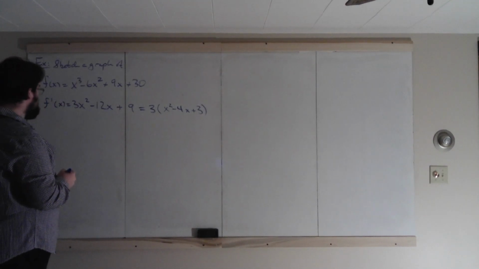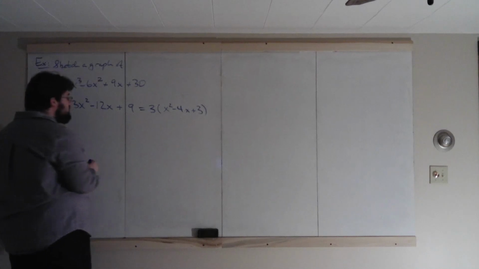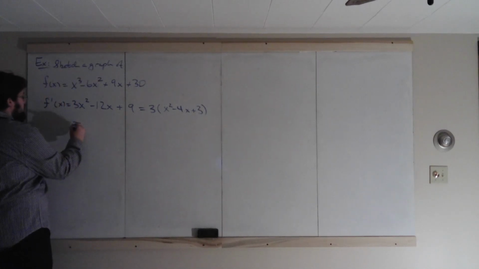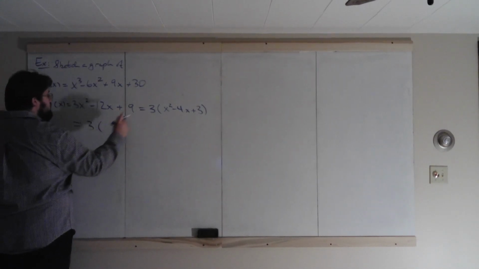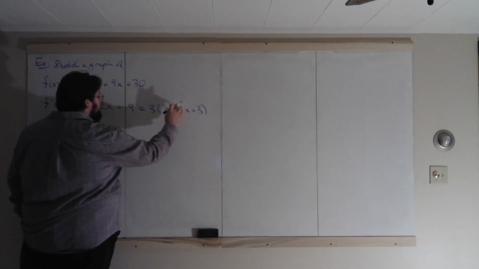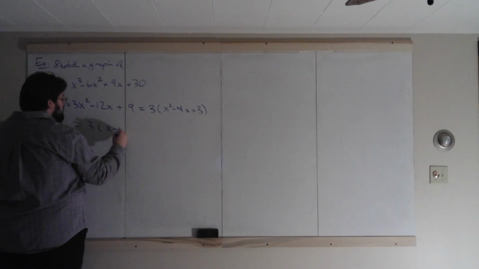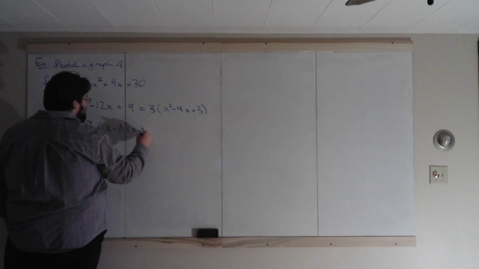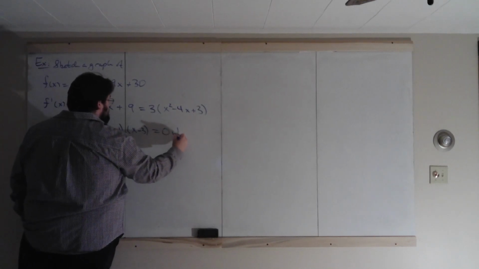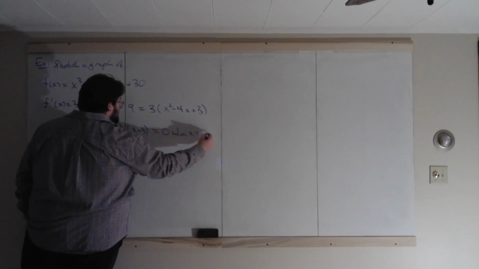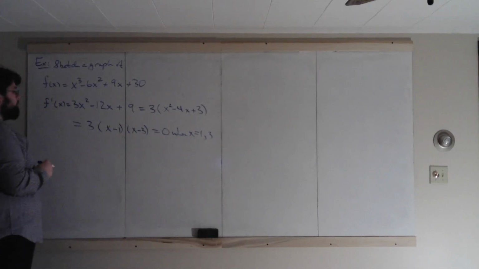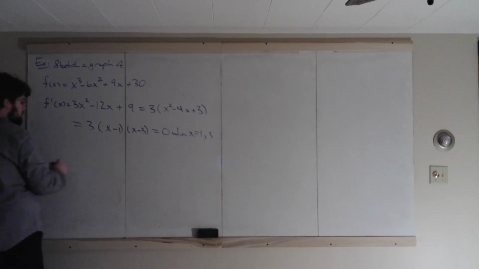Debating where I want to write this. Let's write it here. I hope I can fit this entire thing on the board. Equals 0. Factor that: 3 and 1 make 3, 3 and 1 make 4. So this is 0 when x equals 1 or when x equals 3. Well, great.